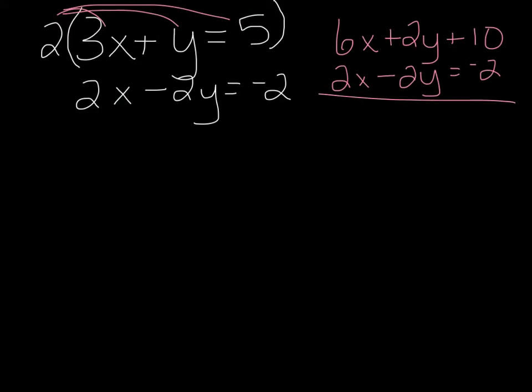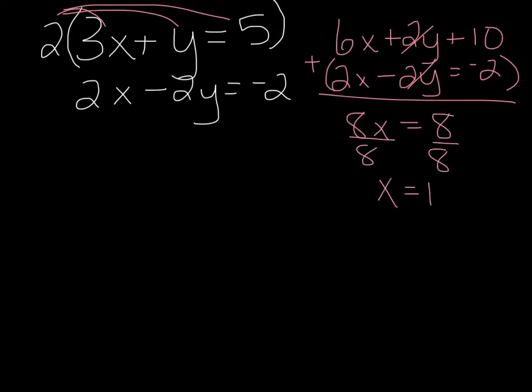Now, just like yesterday, we should be able to add these two together, and one of our variables is going to cancel out. Since we multiplied by 2 to get the y's to be opposites, our y's are going to cancel out here. 2y plus negative 2y will cancel out. 6x plus 2x gives me 8x. 10 plus negative 2 gives me 8. Divide by 8 on both sides, you get x to be 1.